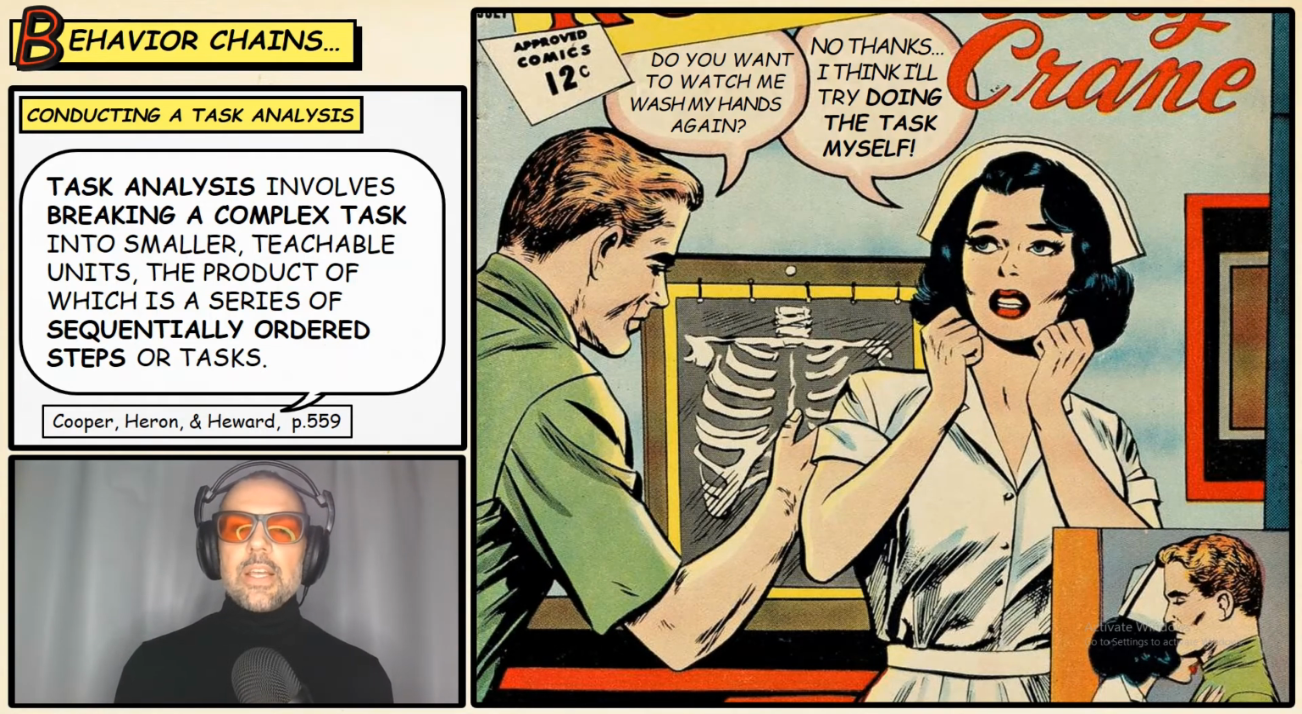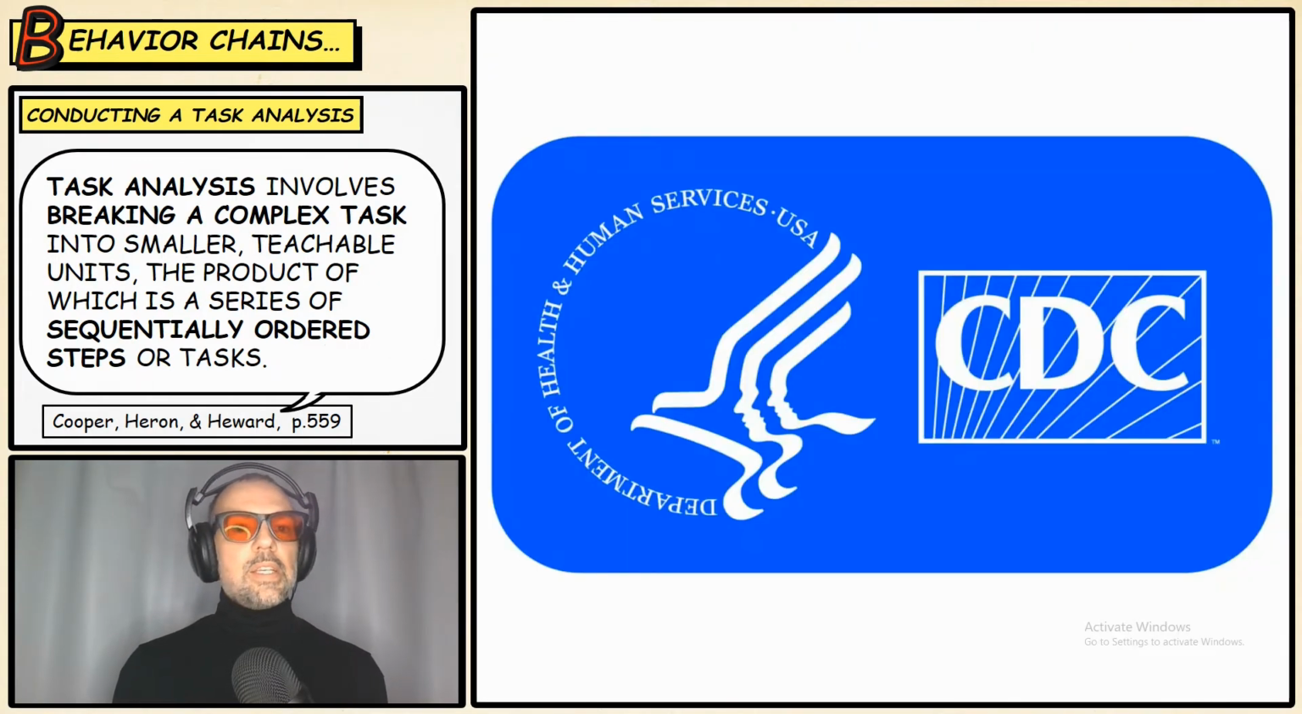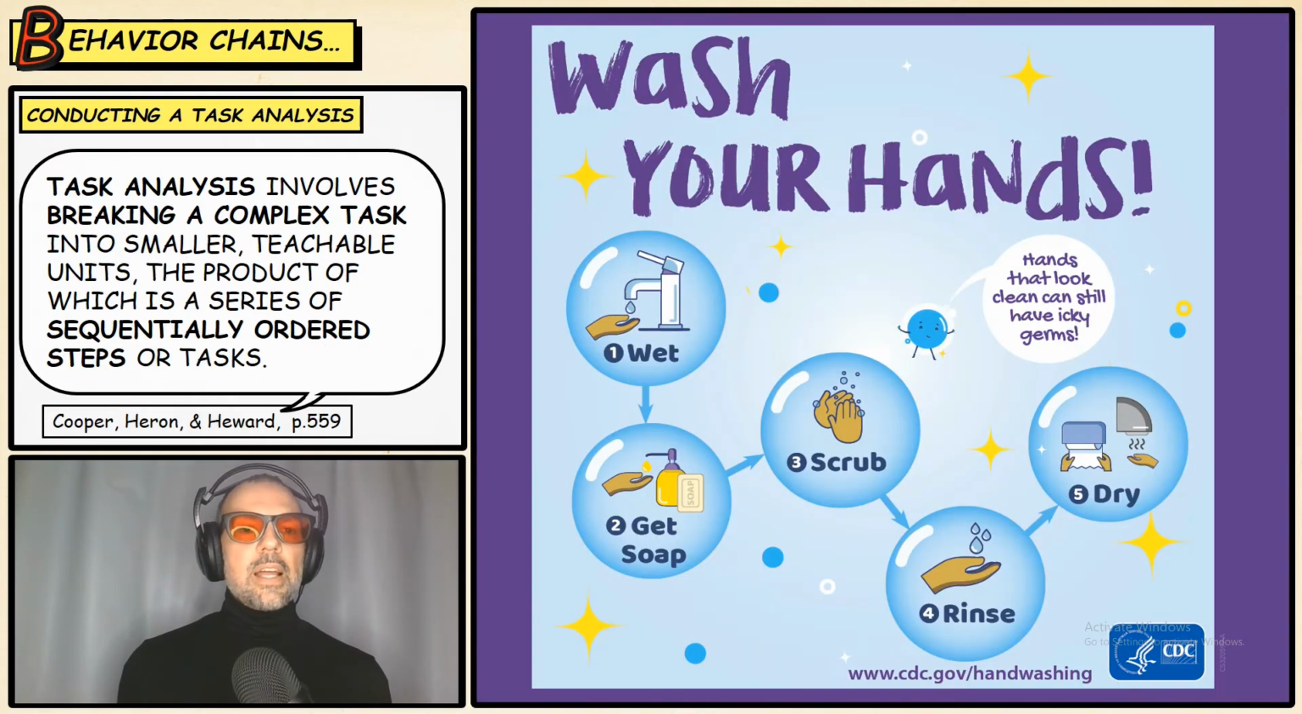Method number 3 is to consult an expert. So we all did this in the recent lockdown when the CDC would put out guides on how to effectively wash your hands. And what these guides were, these were task analyses. So when the CDC put out this 5-step behavior chain for washing your hands, that was a task analysis. And if you needed to create a task analysis, you could consult an expert like the CDC and come up with that task analysis.